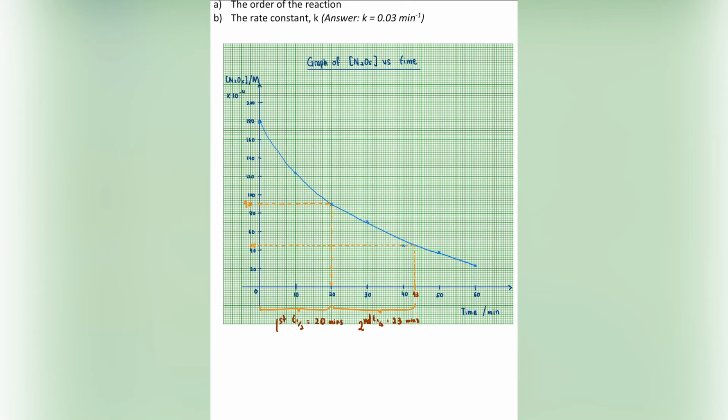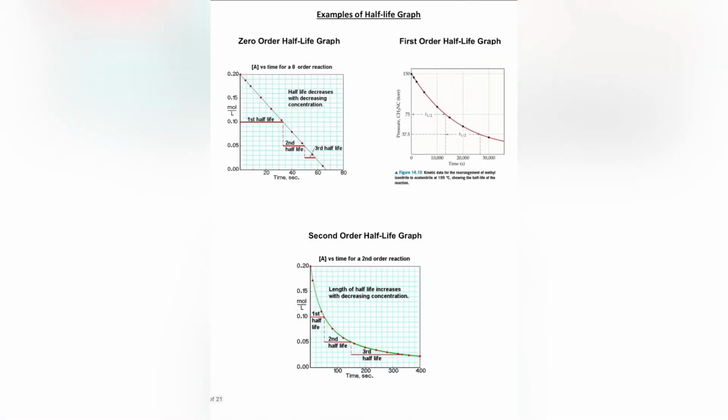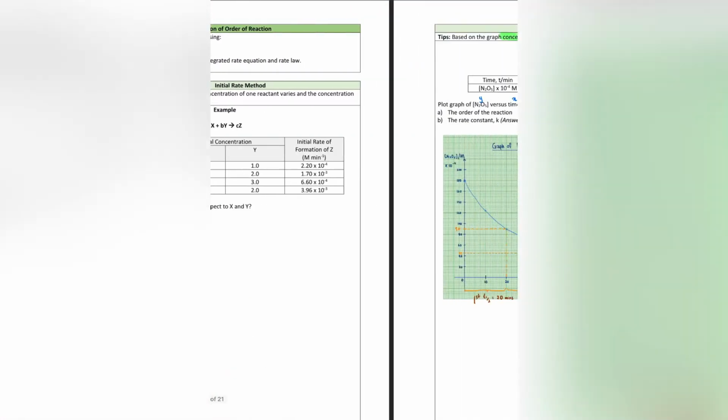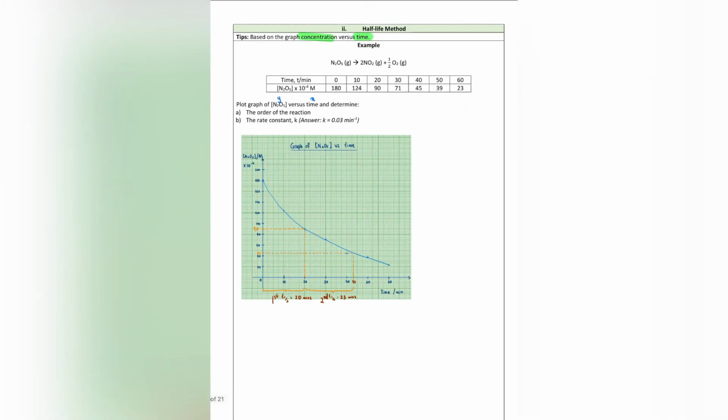So that means we can say that the first half-life and the second half-life are the same. When they are the same, that is a characteristic of a first order reaction. So remember the graph here. If the values are the same, that means first order reaction. So now we can conclude that this reaction is a first order reaction.